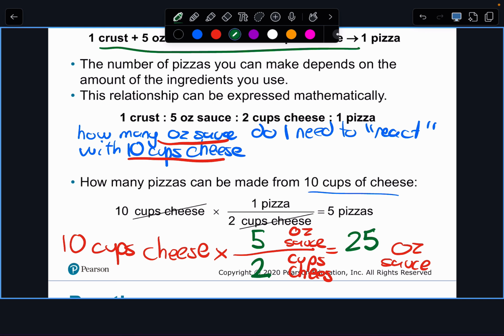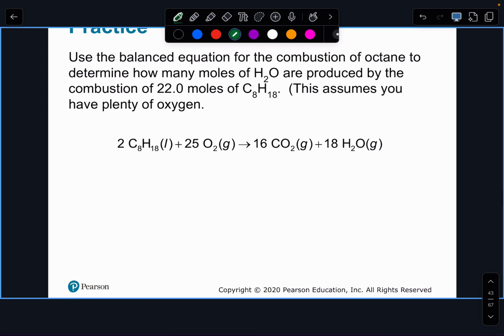Let's go back to the octane equation. And I want you to, at the very least, just set up the calculation. If you feel like you don't even know what numbers to put in here, just worry about getting the units in the right place for this one. I'm going to let you take a look for a minute. And if you need to, look back at the pizza example and do the same thing for this one.